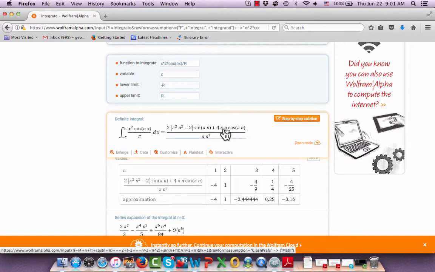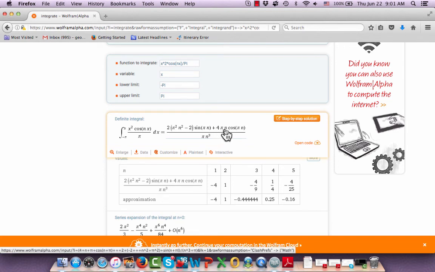What's left is this 4 pi n cosine pi n. But cosine of pi n is either plus 1 or minus 1. Cosine of pi is negative 1, cosine of 2 pi is 1, and so on. So cosine of pi n can be written as negative 1 to the power n. If n is odd, we get a negative 1; if n is even, we get a positive 1. So we can replace cosine of pi n by negative 1 to the nth power.